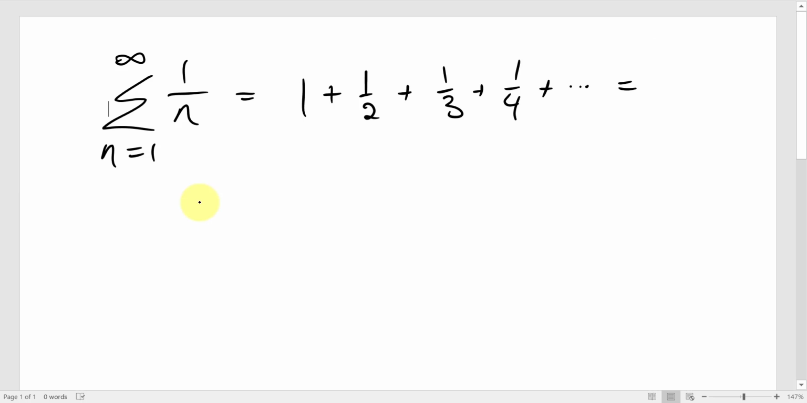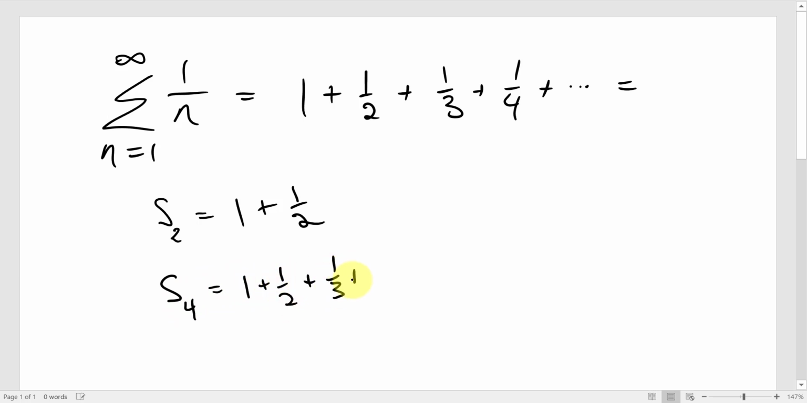Well, it gets really difficult to look at the sequence of partial sums in the same way that I did before. But there's a really brilliant idea, which is to look at a sequence within the sequence of partial sums. And that sequence will be, let's look at every time you double the number of terms. So let's look at the first two terms. The sum of the first two terms is 1 plus 1/2. Let's look at the first 4. This is 1 plus 1/2, 1/3, and 1/4.